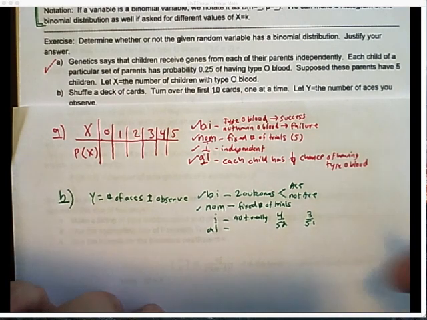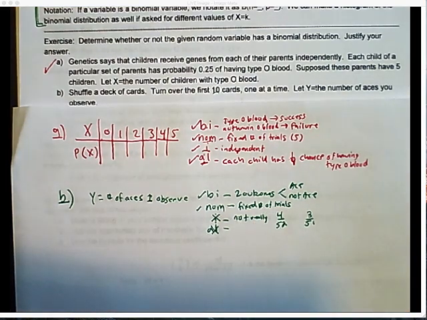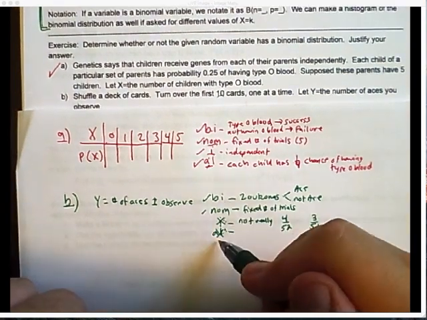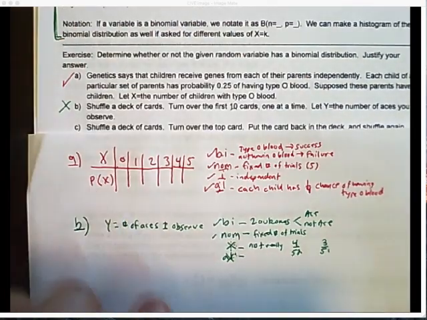So it violates the independence condition and also violates the all-same-probability condition, because the probability of getting an ace changes based on the previous card. So it fails these two conditions. If it fails any of them, you can stop. So this is not a binomial variable.